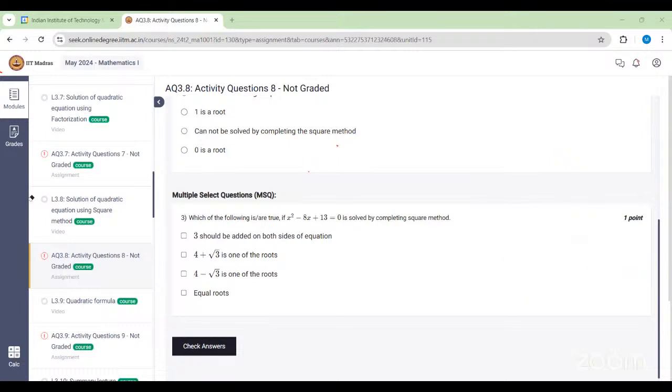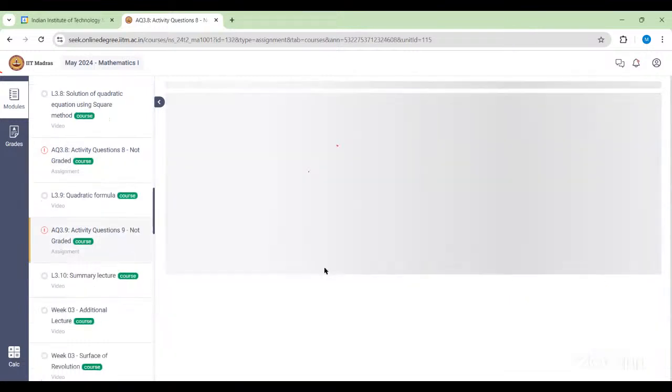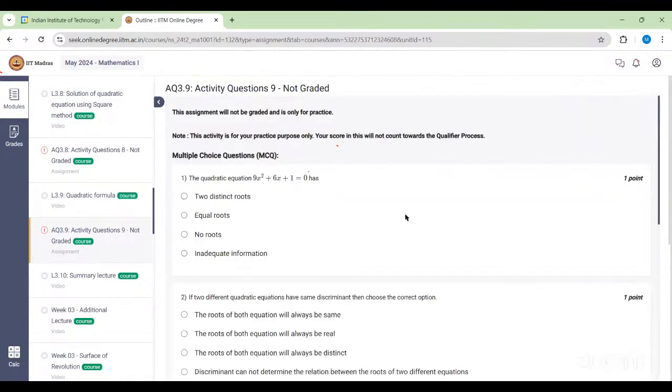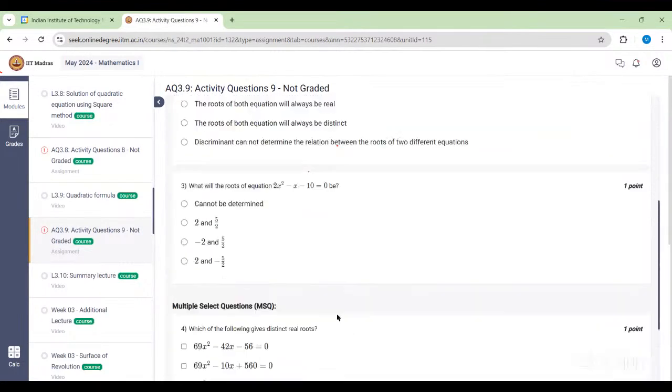Let's go to 3.9. Any doubt in 3.9? Only 4 questions are there.